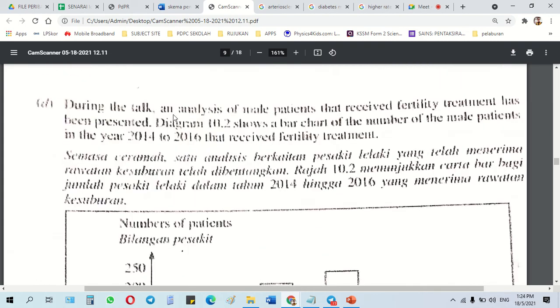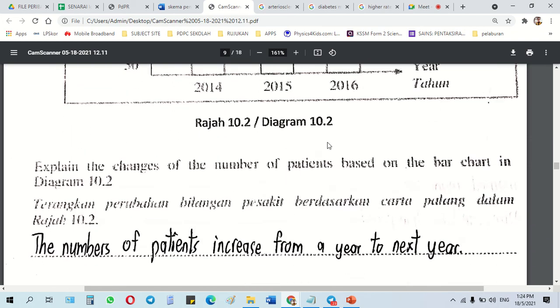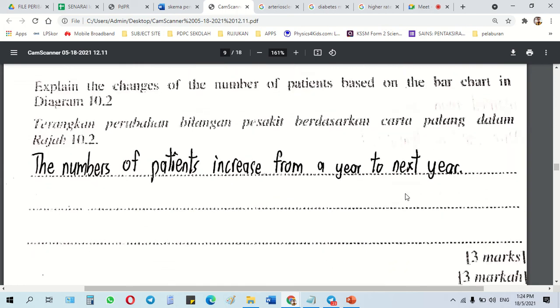Okay, so here during the talk, an analysis of male patients that received fertility treatment has been presented. The diagram shows the bar chart of the number of male patients in the years 2014 to 2016. Okay, 2014 to 2016. We can see the numbers keep increasing. Explain the change of the number of patients based on the bar chart in diagram 10.2. So we say number of patients increase. How many marks? 3 marks.